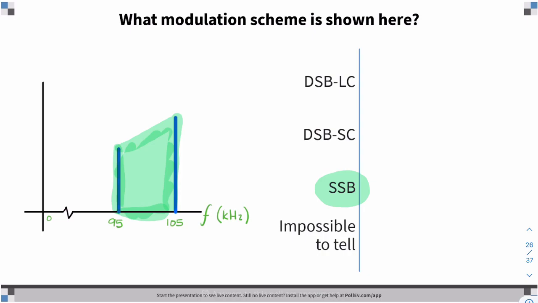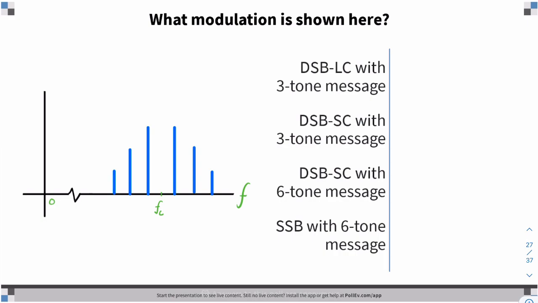Could it be VSB? Not really. For VSB, you need a continuous spectrum, not a single component. Could it be DSB-LC? Not really, because where's the carrier? There's no carrier here. And if this was the carrier, and this is the lower sideband, where's the upper sideband? Could it be DSB-SC? Well, not really. Not with these asymmetric sidebands. So the correct answer is it's single sideband. Okay, what are we looking at here?